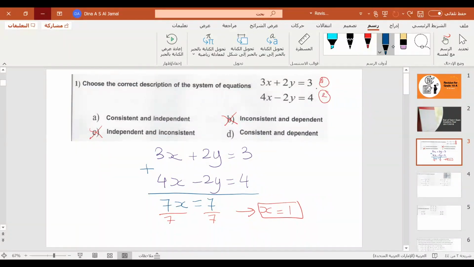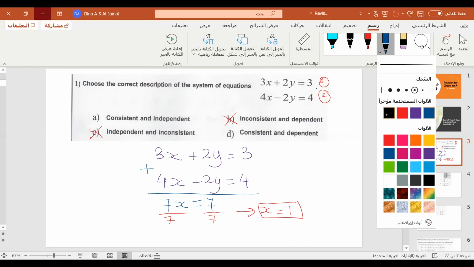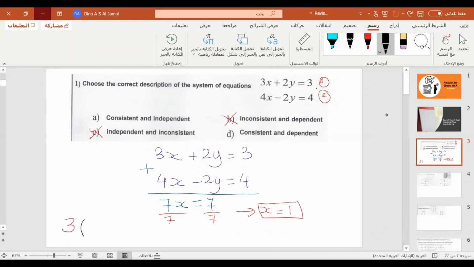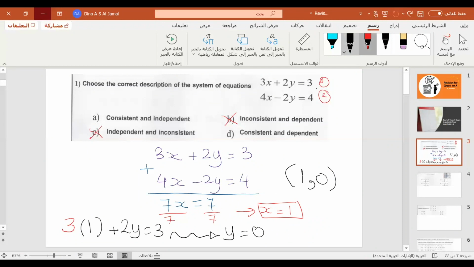And if you would like to revise more, then you can find your y. Your equation will be 3 multiplied by the 1 plus 2y equals 3. Find your y, and your y will be 0. Your point will be 1 and 0. And from here, you can tell that it is independent because you already have only one solution, and it is consistent.